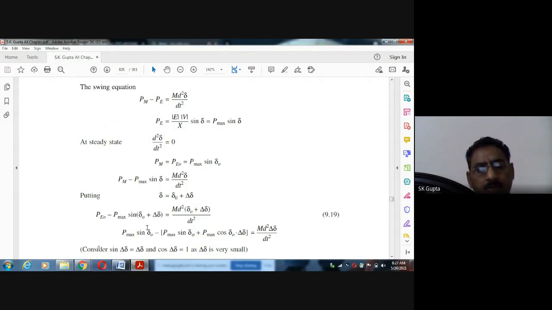So this Pmax sin of (delta 0 plus delta), sin A plus B, you can say sin A cos B plus cos A sin B. So this is Pmax, you can say, sin delta 0 cos delta plus cos delta 0 sin delta. As we assume del delta is small, so cos del delta is equal to 1, and sin del delta is equal to del delta, because delta is small. So this is delta.